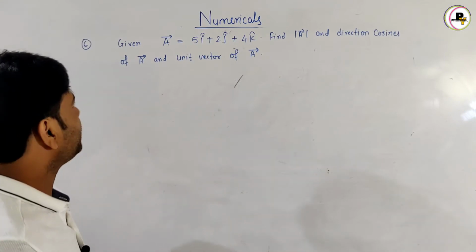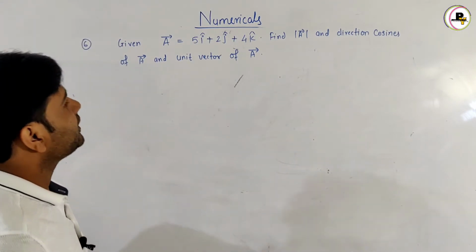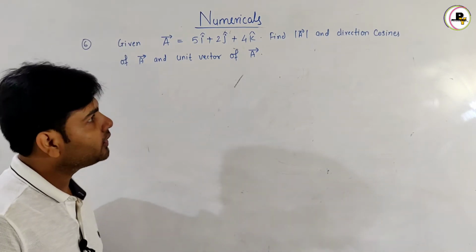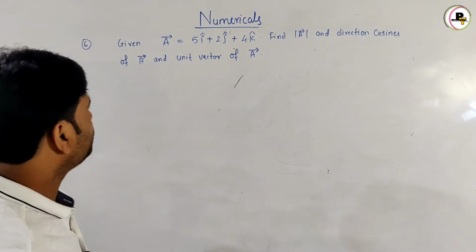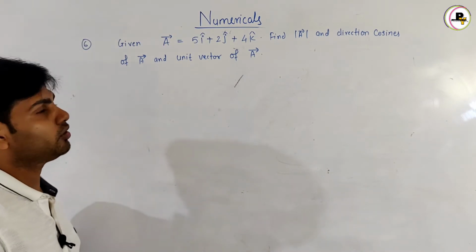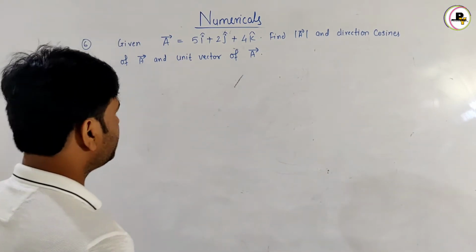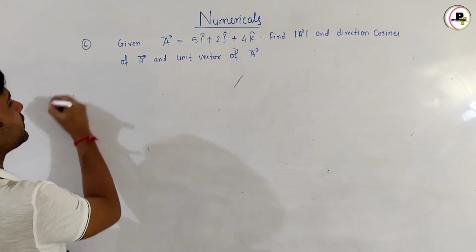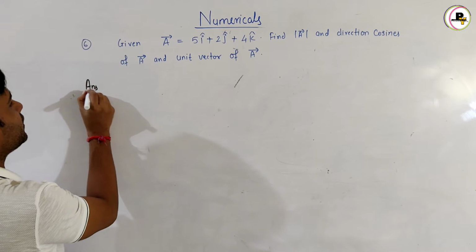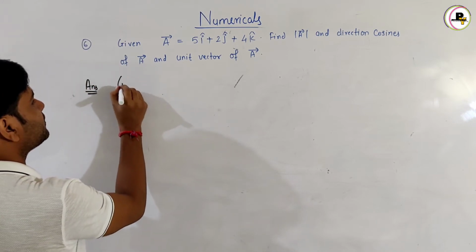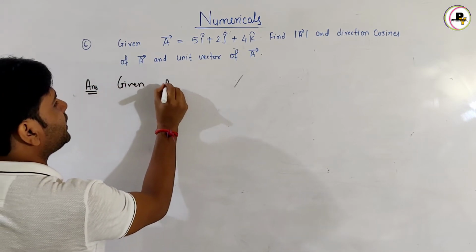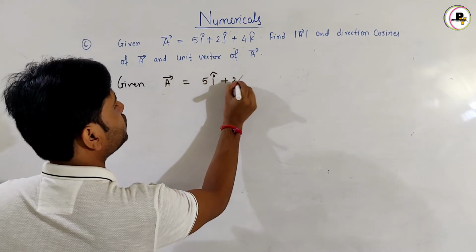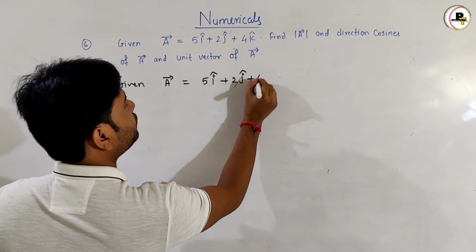Okay, so what is question number 6? Given a vector equals 5 i cap plus 2 j cap plus 4 k cap, find the magnitude of a vector, direction cosines of a vector, and unit vector of a vector. So first of all we will find the magnitude of a vector. We are given a vector equals 5 i cap plus 2 j cap plus 4 k cap.